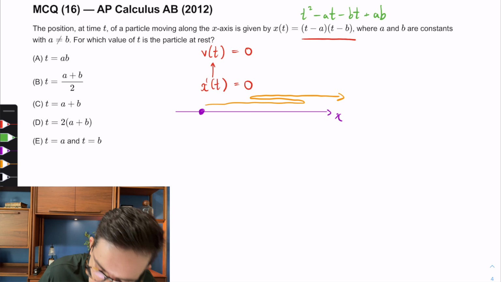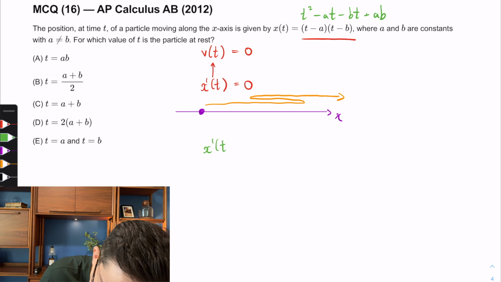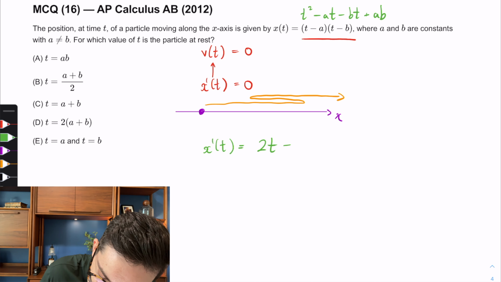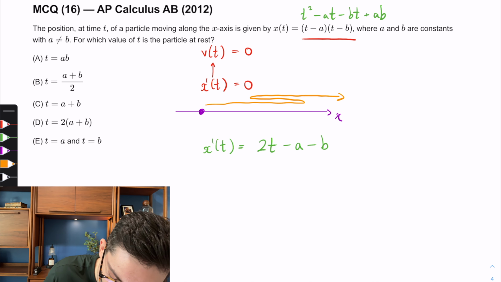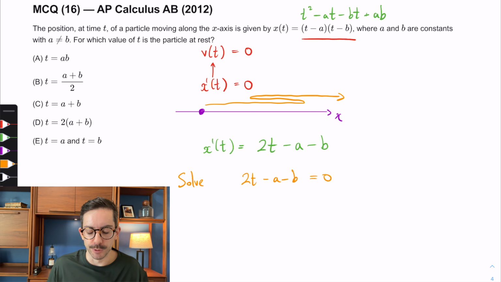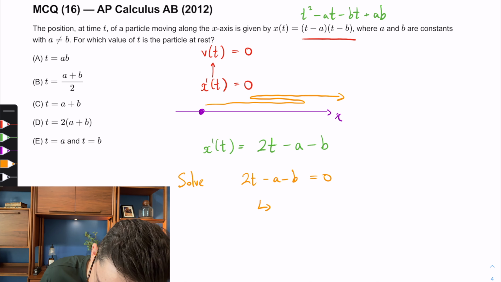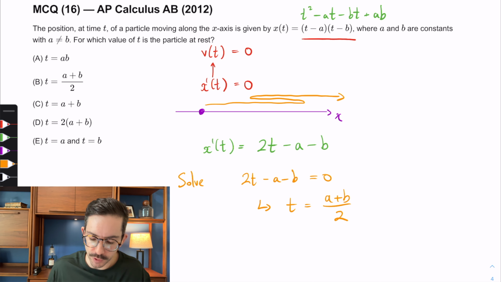So if I calculate x prime of t, I'll get 2t from that first term, minus a from the second term, minus b from the third term, and that constant term ab just differentiates to 0. So all we're trying to do is solve when this quantity is equal to 0. If we rearrange and solve for t, we will get a plus b all over 2, which is answer B.